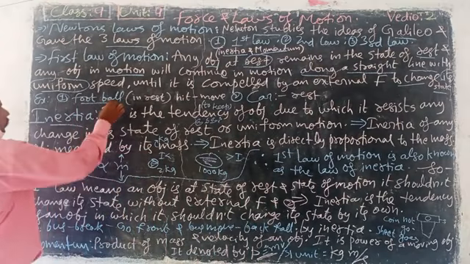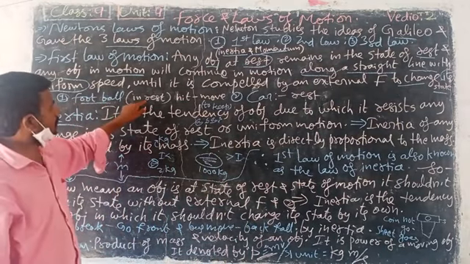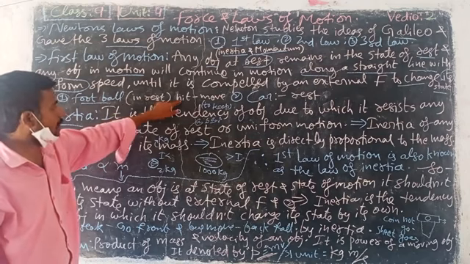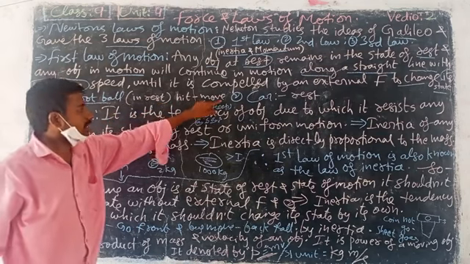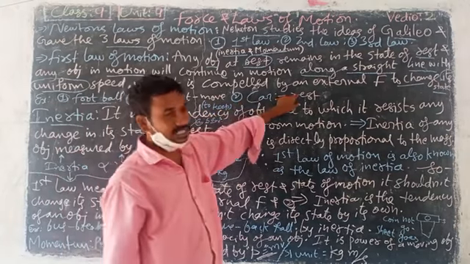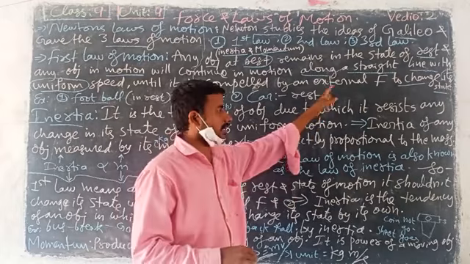Example: a football. The football is at rest. When we hit it, it will move. Second, a car. The car is at rest. When we push it, it will come into motion.